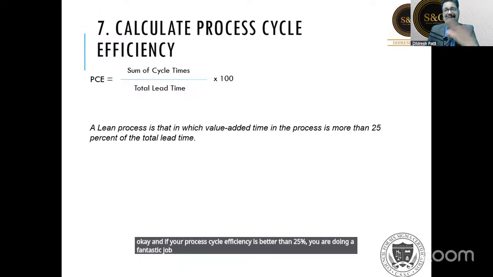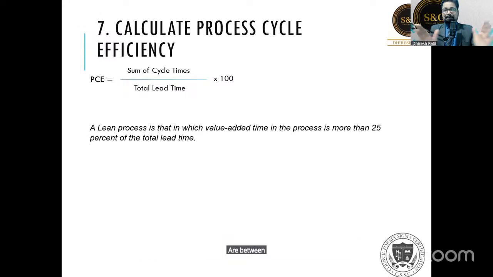Most of us are between 5%, 10%, 2%, 3%, 1%, even 0.5%. इस प्रकार से आपका process cycle efficiency आता है. Calculate करके देखिए.